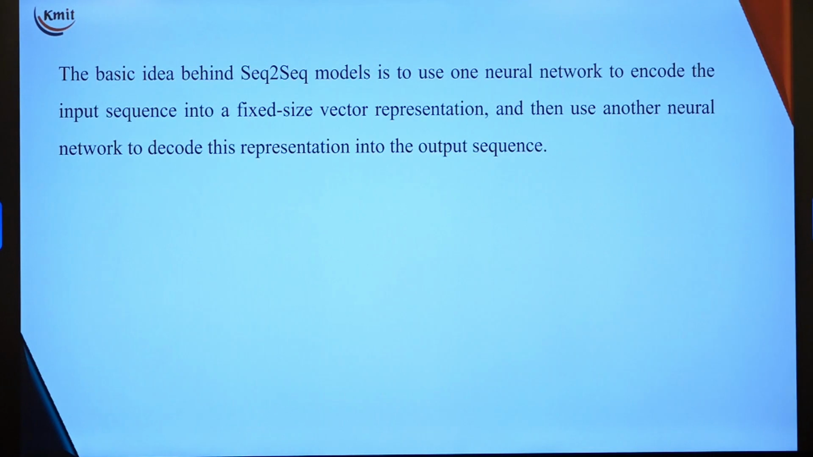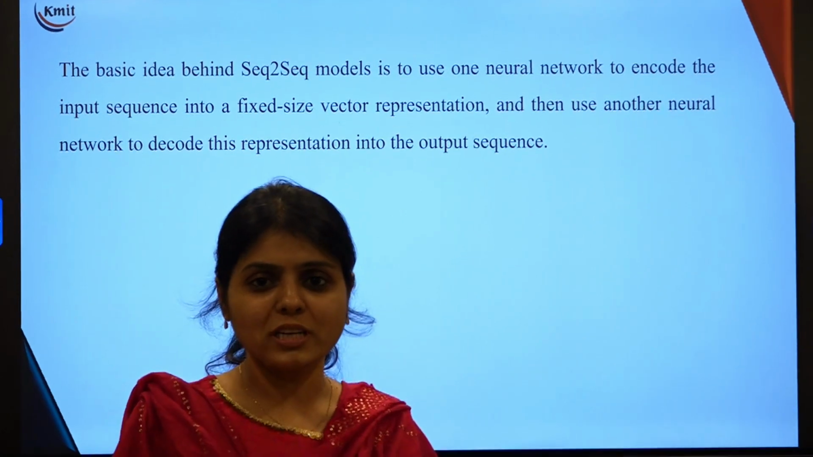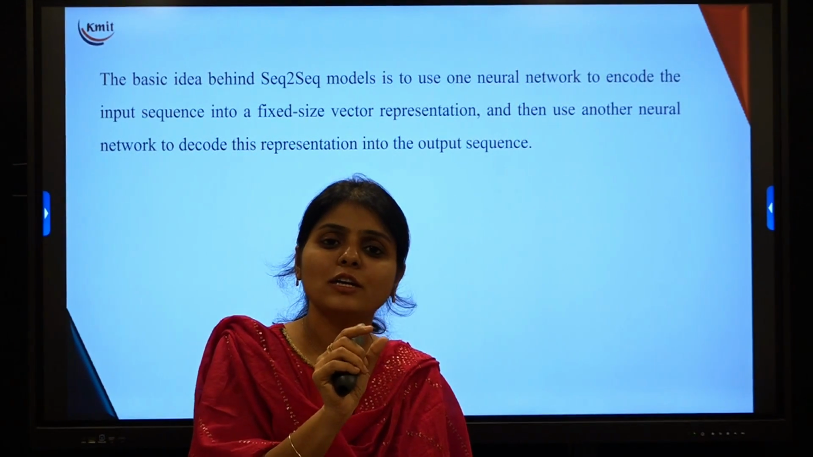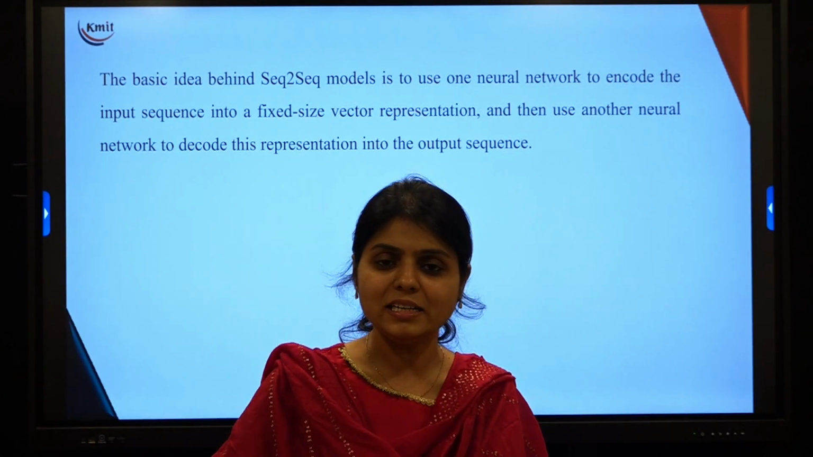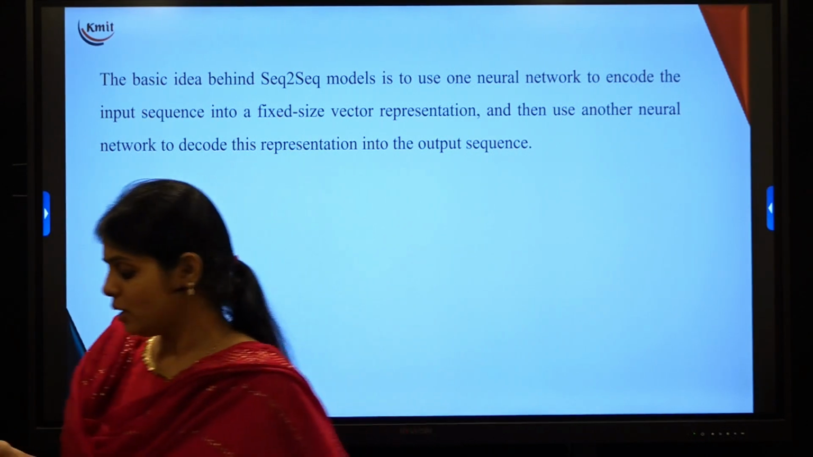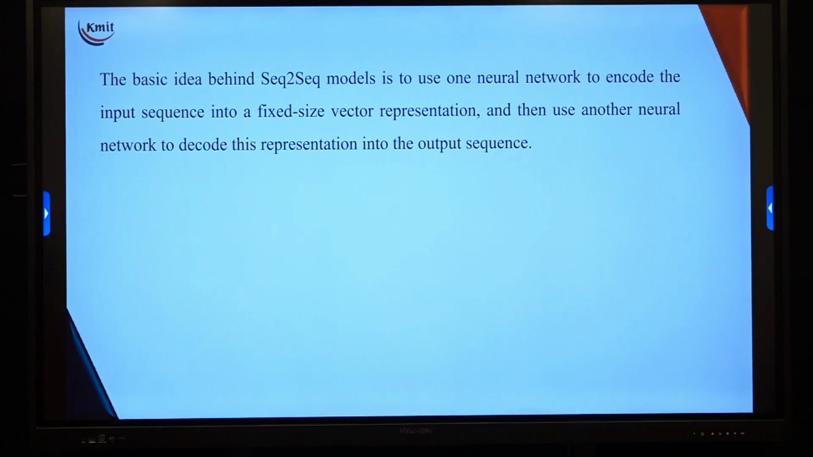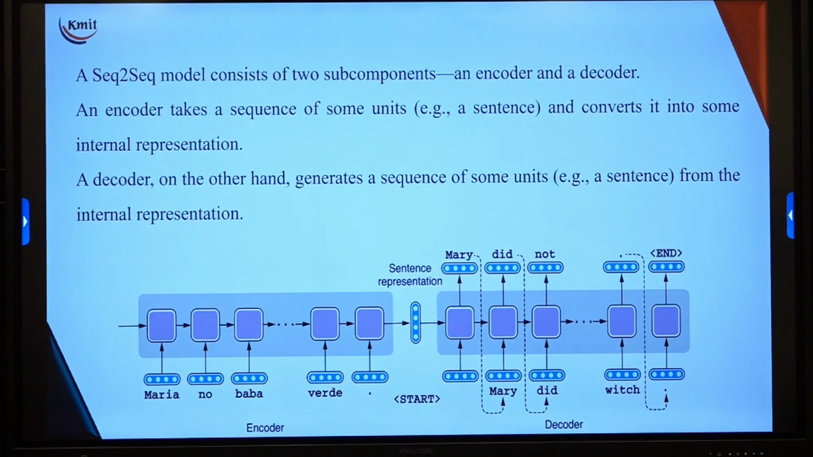Okay, so the basic idea behind the sequence to sequence model is to use one neural network model which will have an encoder and a decoder. The encoder block will encode the given input sentence and convert that into one fixed vector representation. The decoder block on the right hand side will take this fixed vector representation as input and convert that into the required output sequence. Okay, so this is the simple architecture of the sequence to sequence model.